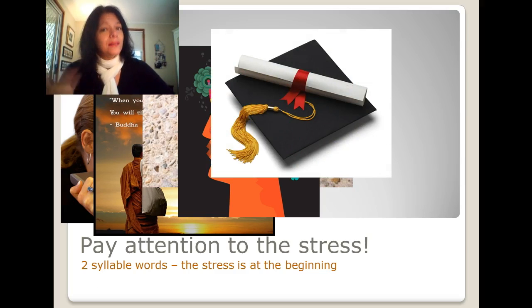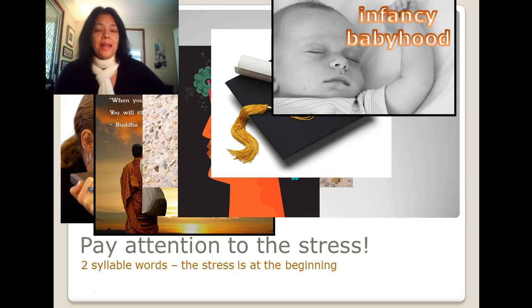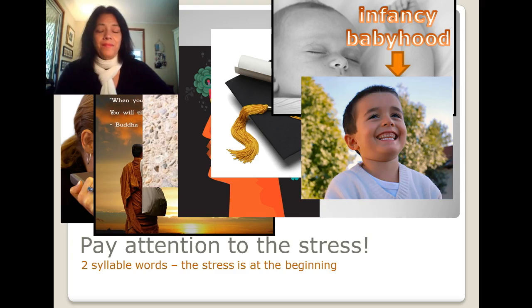Achievement. Achievement. What's the abstract noun for this stage of life? Very cute baby, especially because it's asleep. Infancy or babyhood. Then the next stage of life is childhood.